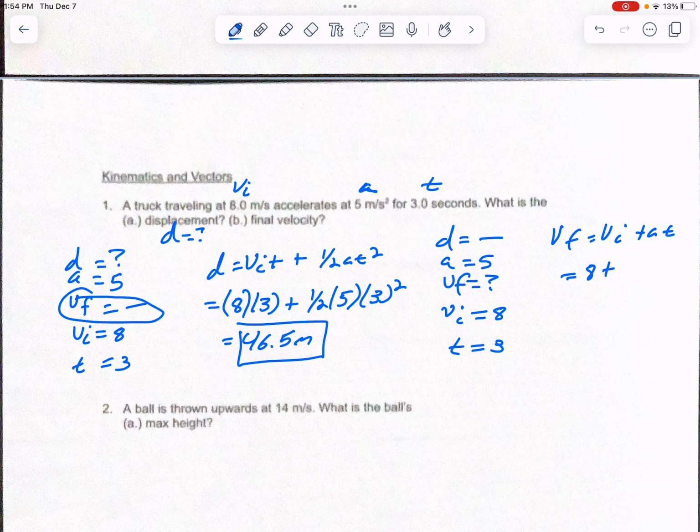Number 2, a ball is thrown upwards at 14 meters per second. What is the ball's max height? Now, this is technically a projectile, but this is kind of just basic stuff. We're not doing any angles yet. Okay, so we're looking for max height, so that means you're looking for displacement.